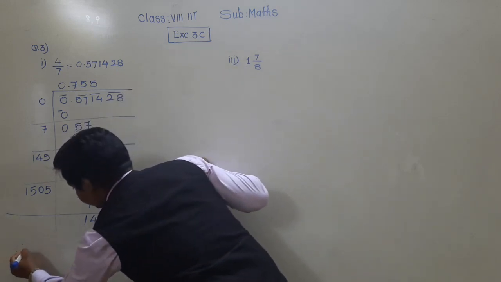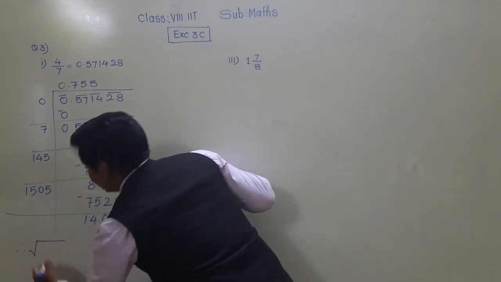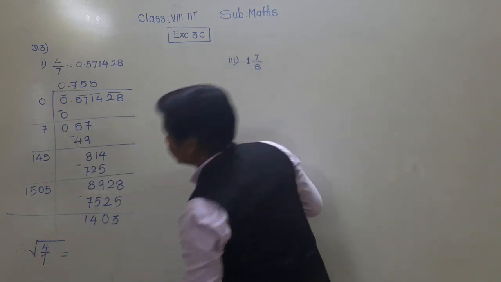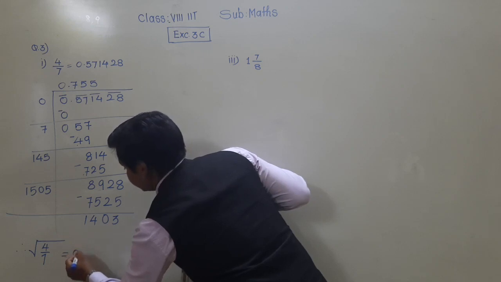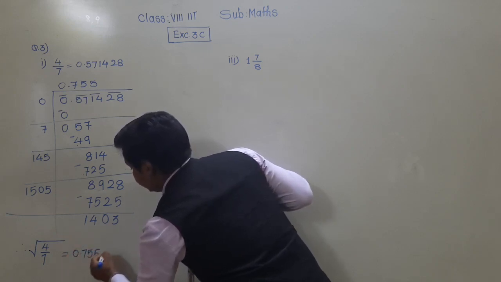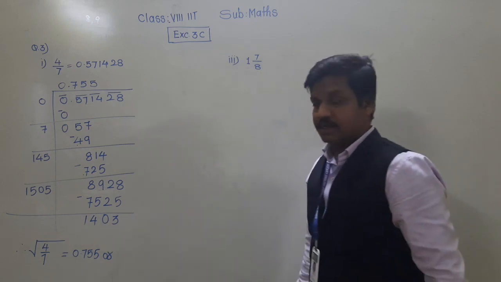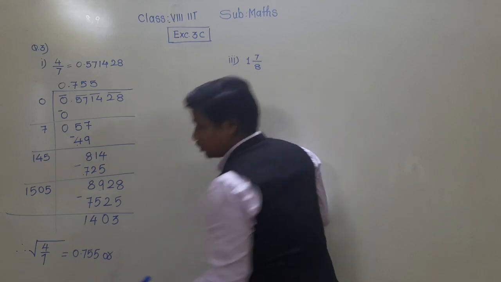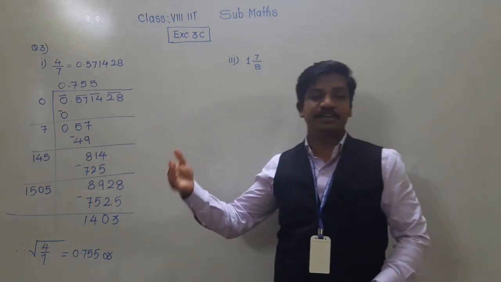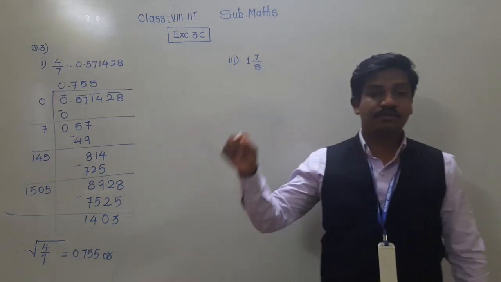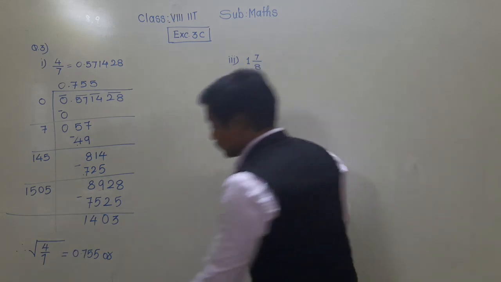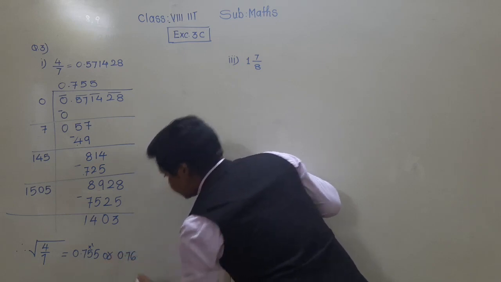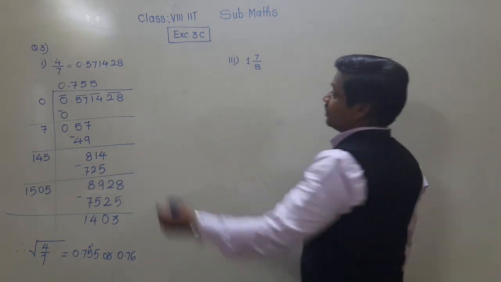So the square root of 4 by 7 is nothing but 0.755, or if you want to round off to 2 decimal places, after the second decimal place the next digit is 5. And as I told you, if the third digit is 5, 6, 7, 8 or 9, then while rounding off you need to add 1 in the second decimal place. So obviously 1 will get added to the 5. So 0.76. This is your answer. Fine? Next.